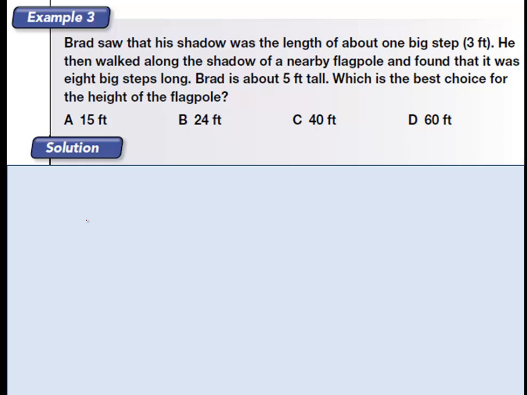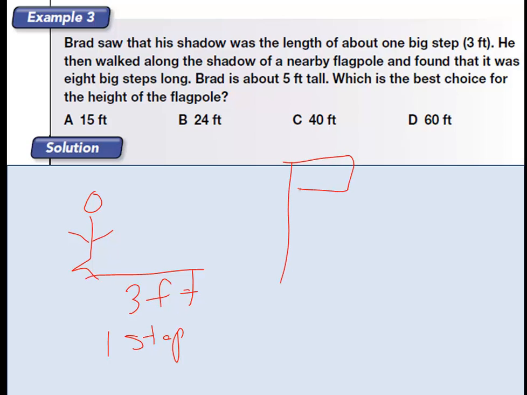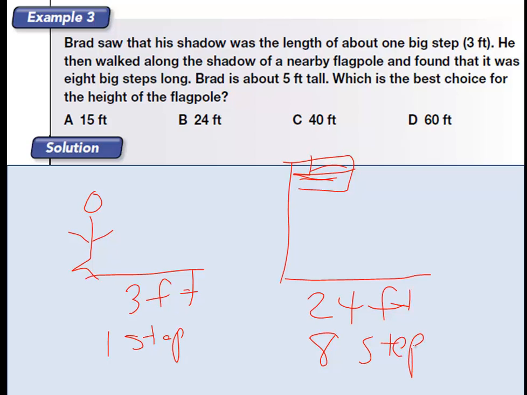So Brad saw that his shadow was the length of about one big step. So let's go ahead and draw Brad here. There's Brad, and he's got a shadow of 3 feet, which equals one big step. Now, he then walks along the shadow of a nearby flagpole. Let's get our flagpole up here, and he found that it's 8 big steps. Well, one step is equal to 3 feet, so 8 is going to be 8 times 3. So this is going to be 24 feet. We can do that in our mind. And our answer is definitely not going to be in big steps.